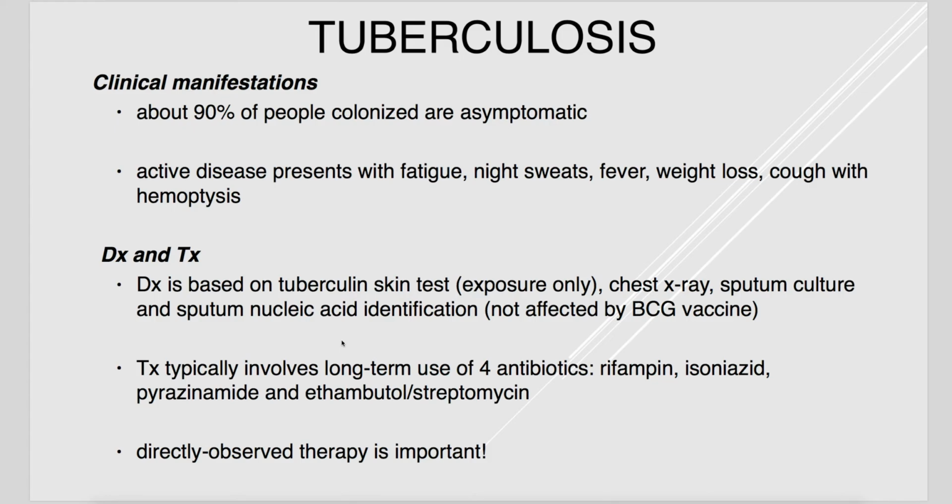So treatment, typically long-term use. It's a regimen of these 4 antibiotics, and this can be from 6 to 12 months, typically more than 12 months, typically no less than 12 months. The key here, though, is directly observed therapy, which basically means somebody needs to see the patient take their dose every time they take it, because if they don't, one, they're not going to get better, and two, they're going to have a problem with resistance, and you don't want to have antibiotic-resistant TB.